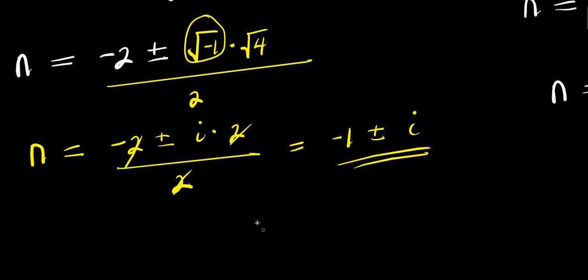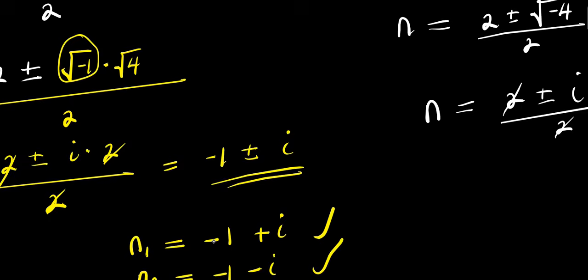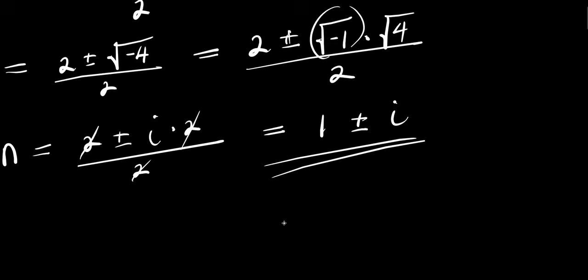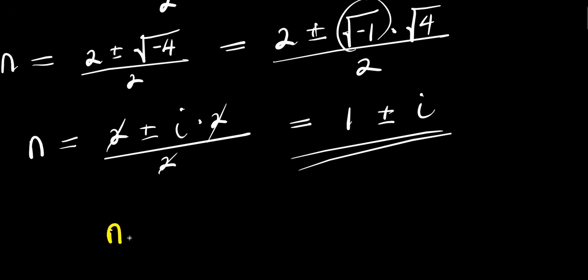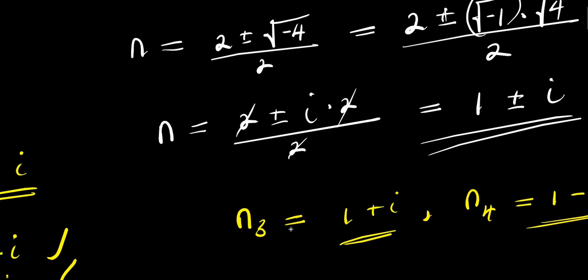So let's write it out. Maybe our n1 here will be negative 1 plus i. n2 here will be negative 1 minus i. So let's come over to this other part. Here, our n3 will be 1 plus i, and also n4 will be 1 minus i. So in total, we are having 4 different solutions.